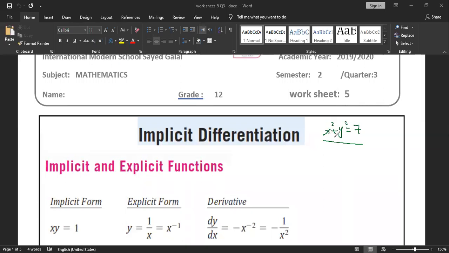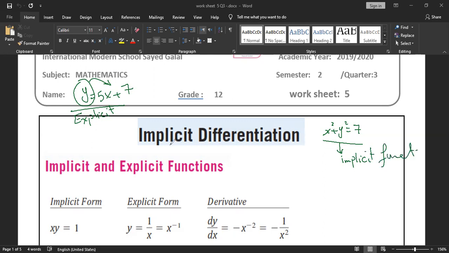As you see here, I have x and y on one side. I don't express y by using x. If we write y equals 5x plus 7, for example, this is called explicit form, since we expressed one variable by using the other one. But if I don't express one of them by using the other, this means implicit function.